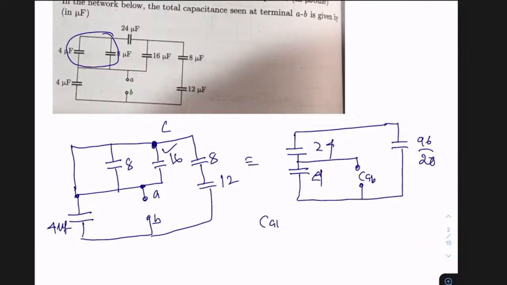If you see, this CAB is equal to, you can see here, from this point there are two paths. One path is this 4 and the other path is this segment. So there are two paths. One is this path and the other one is this path. So this is equivalent to 4 plus 24 into 96 by 20 divided by 24 plus 96 by 20.